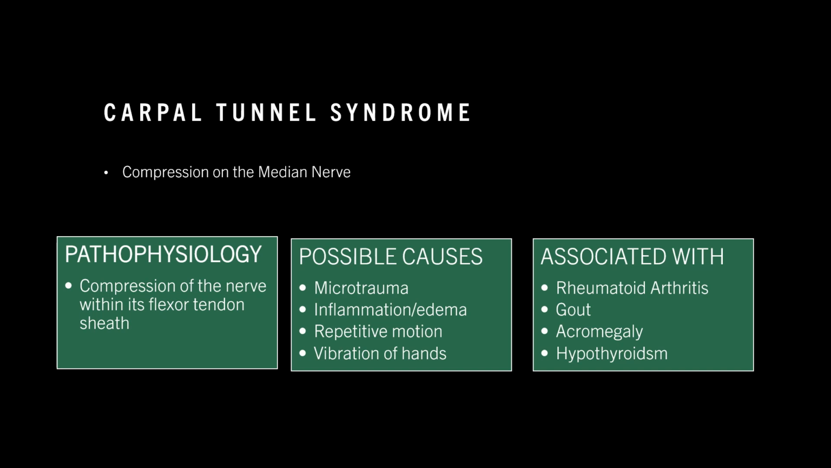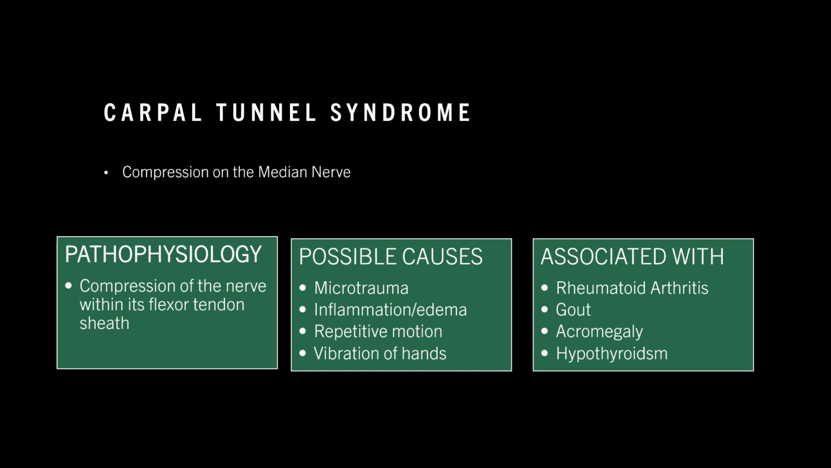So that's kind of the pathophysiology of it. Anything that could squeeze or irritate the median nerve can lead to carpal tunnel syndrome. Some of those possible causes can be microtrauma, inflammation, edema, repetitive motion, or vibration in the hands, with risk factors such as anatomical factors, like a fracture, dislocation, or arthritis near the wrist. Sex, most often it's seen in women.